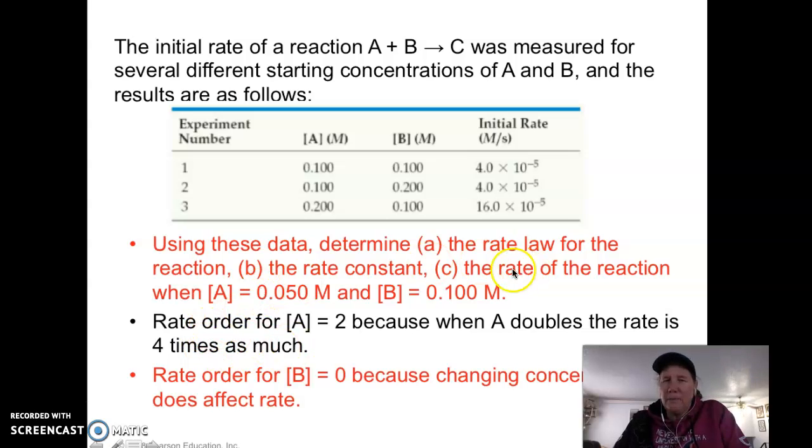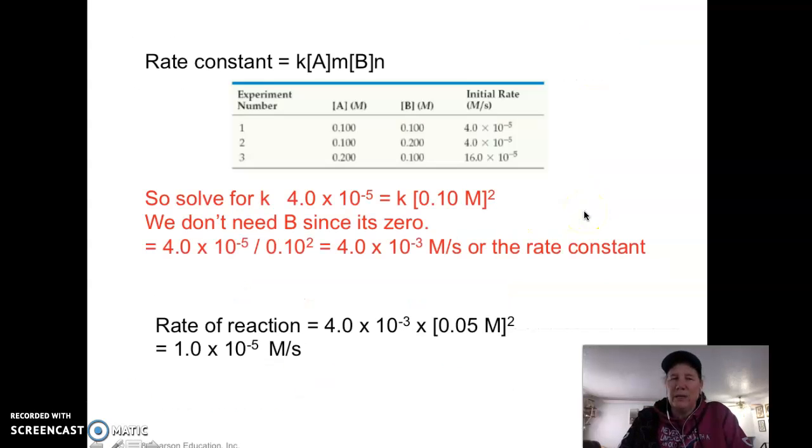Okay, so now the second part of my question was, once I find K, if I have my A equal to 0.05 and my B equal to 0.1, what is my new rate? So in other words, I can find this now that I found K. So I just plug in the numbers. I know K is 4.0 times 10 to the negative third. I just figured that out. It says my concentration for A is 0.05, and again, it's to the second power. I don't have to include B because B is 0. It's basically not included in there. It doesn't affect the rate. And so then you just multiply and you get this.